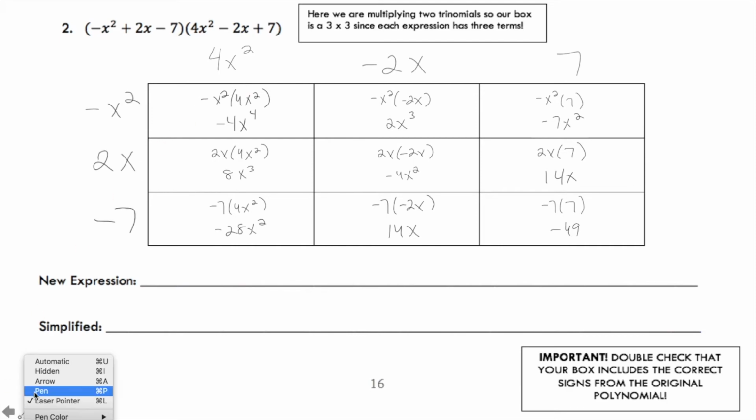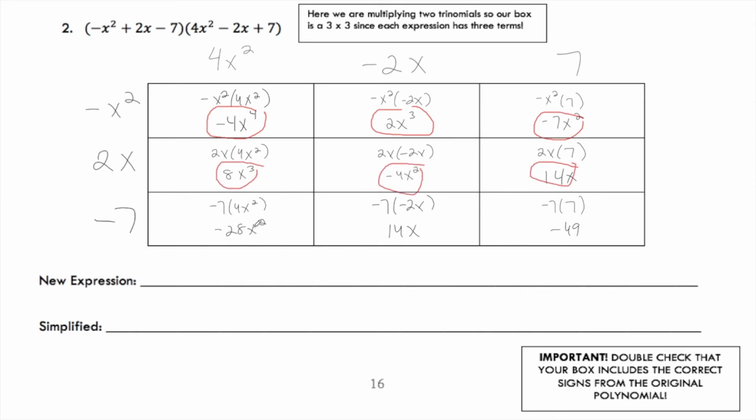And just like before, you'll see we have all these final answers. This time we have a row extra of final answers, so our new expression is going to be a little bit longer because I have a lot more terms. So, circling all my final answers so I know what I'm going to bring down to add together, I have negative 4x to the fourth, positive 2x cubed, plus negative 7x squared, plus 8x cubed, plus negative 4x squared, plus 14x, plus negative 28x squared, plus 14x, plus negative 49.